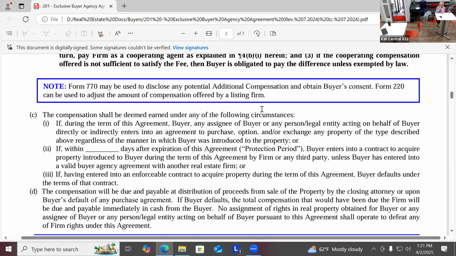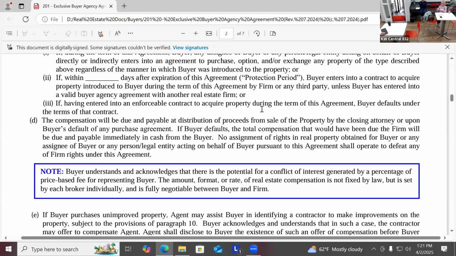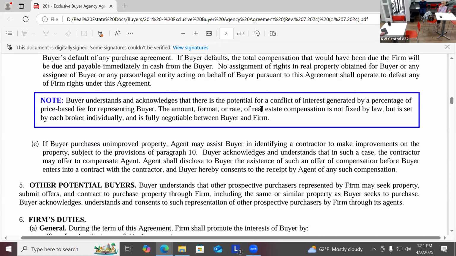You've got your protection period. Again, keep in mind, the protection period is no longer in play if they sign a buyer agency agreement with another agent. And that is up to you, as far as how you run your business, what you want that number to be.